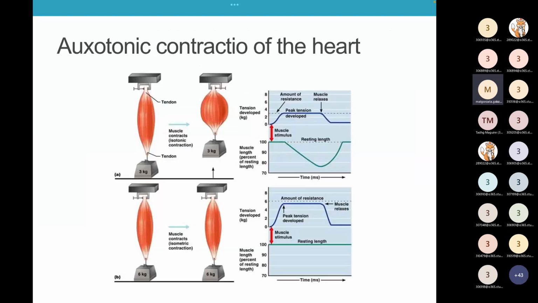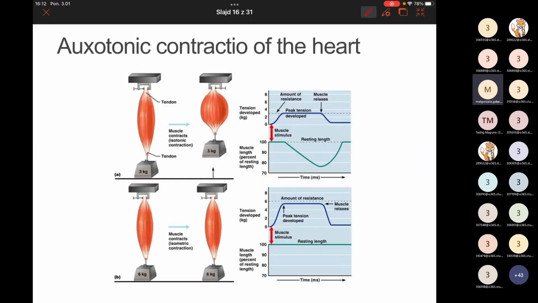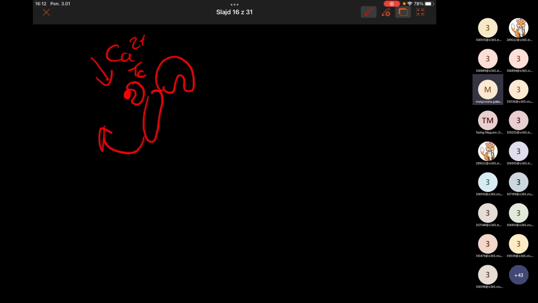So once the calcium ions flow into the cell by the L-type calcium channels and ryanodine receptors, the calcium ions bind to troponin C. Okay, and because of that, tropomyosin is removed from actin, and now a cross bridge can be formed.